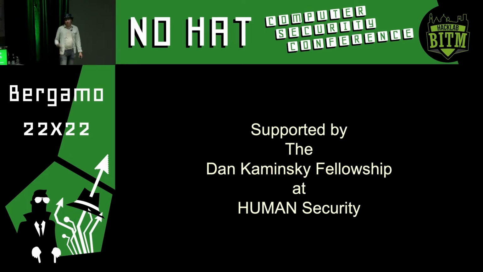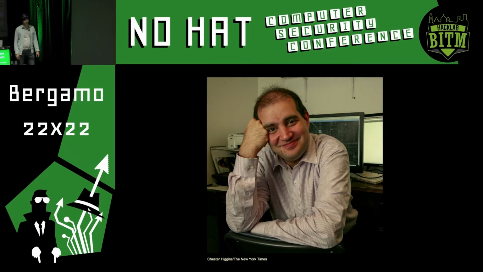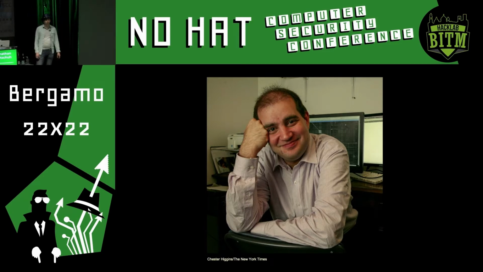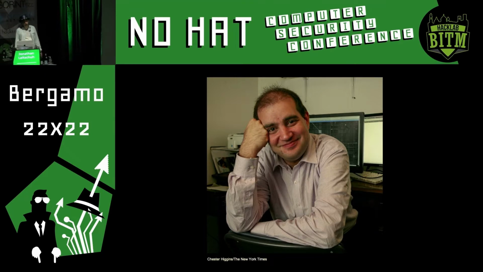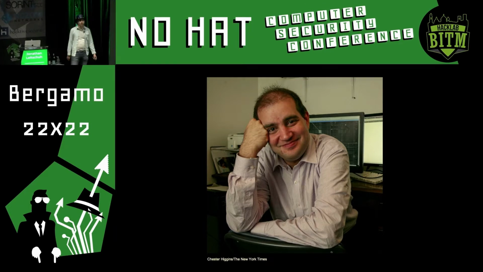This work is supported by the Dan Kaminsky Fellowship at Human Security. For those of you who don't know, Dan was best known for a vulnerability in DNS back in 2008, which he quietly fixed around the world privately and then disclosed at Black Hat and DEF CON in 2008. Dan was best known for his kindness and compassion in the security industry, and I sadly never got the opportunity to meet Dan. The Dan Kaminsky Fellowship was created to commemorate and celebrate Dan's memory and legacy by funding open source work that helps make the world a better and more secure place. And so this is the work that I've been doing under the Dan Kaminsky Fellowship for the past year.